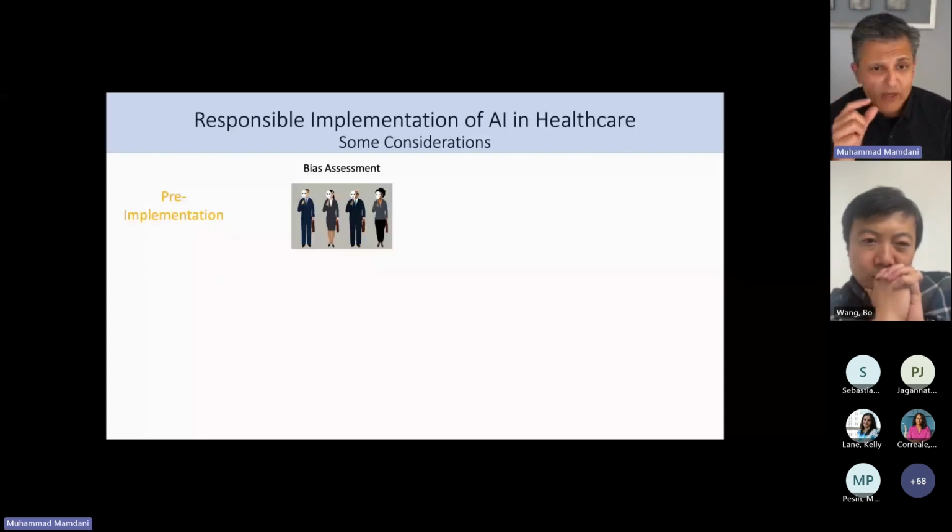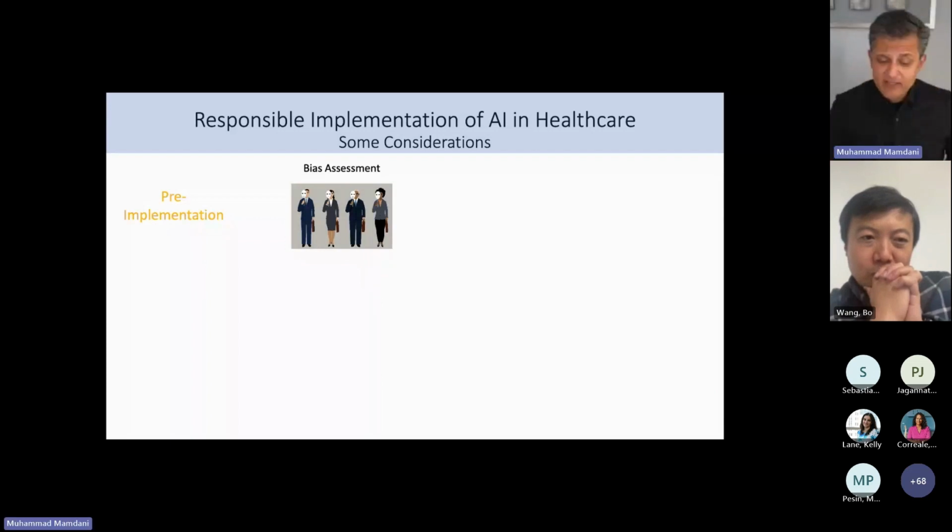Did we test it among young versus old? Yes, we did. Among males versus female? Yes, we did. Among sick versus not so sick? Yes, we did. What about race? No, we didn't. Why? Because we don't have race data. What about gender as opposed to sex? We don't have gender data. What about socioeconomic status? We didn't, because we don't have socioeconomic status data. So we had to make a decision.